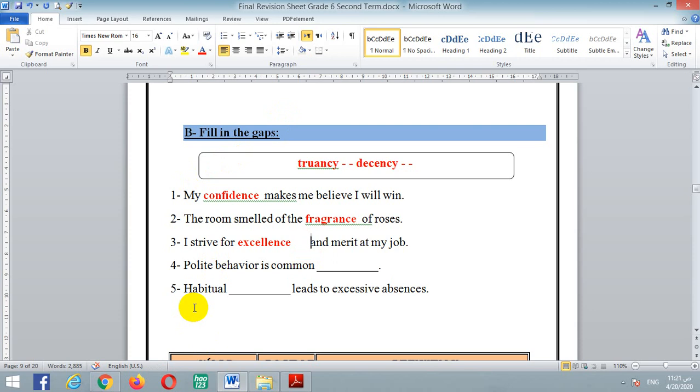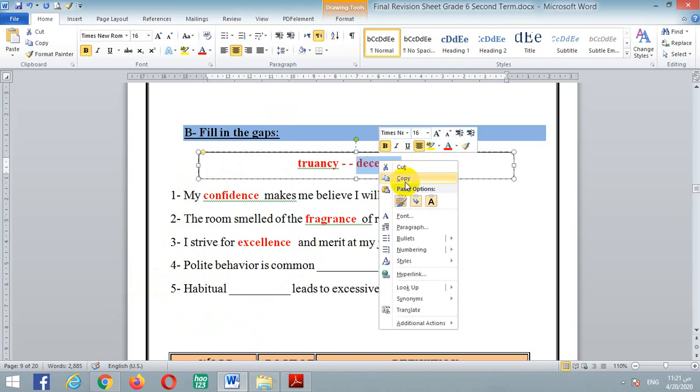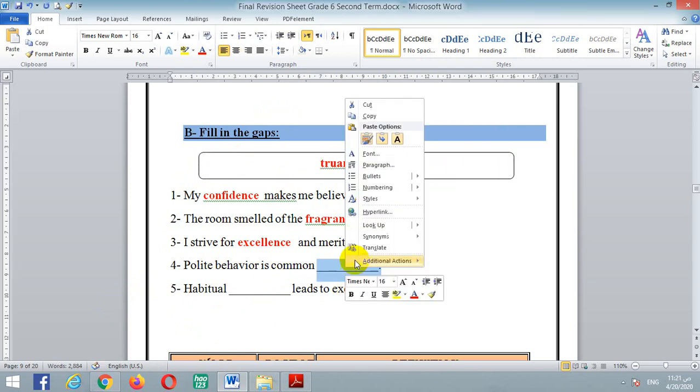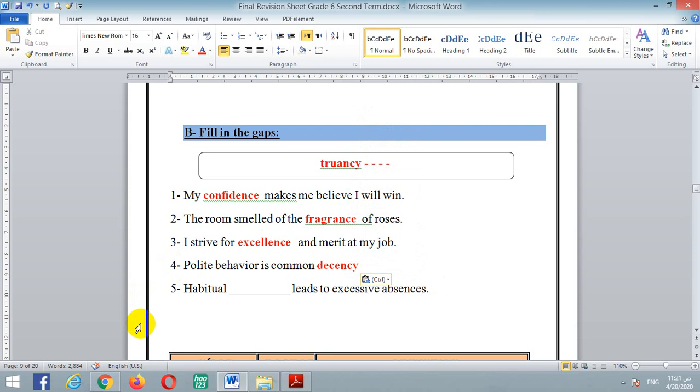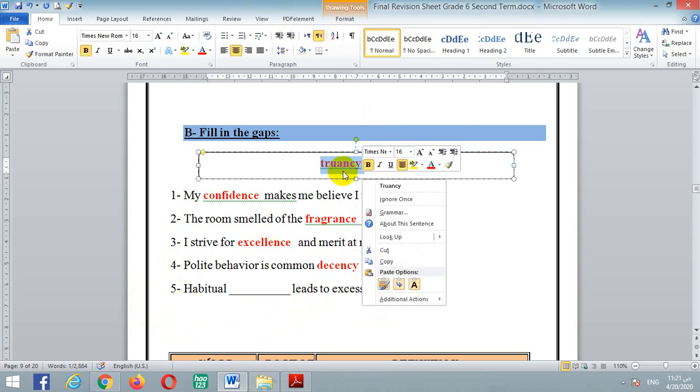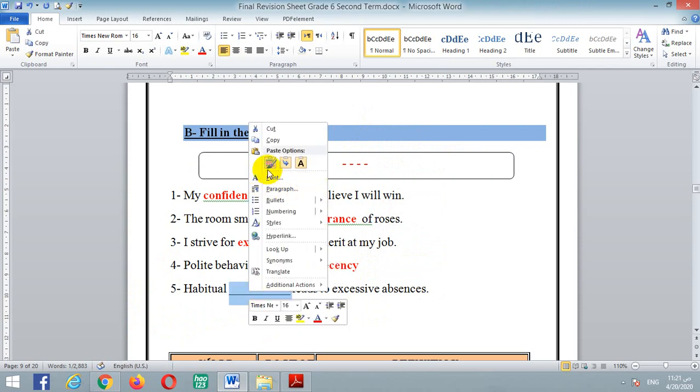Number four, polite behavior is common. Yes, when you are polite to others, so you are decent, and the noun of decent is decency. Yes, excellent. Number five, habitual truancy leads to excessive absences. So habitual truancy, and the last word means being away from school without permission. Okay.